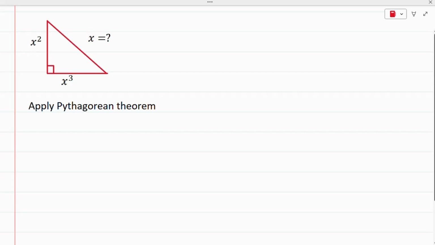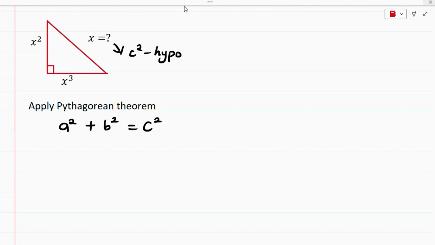So right here we have a nice trigonometric math problem, and we have to look for the value of x. The first thing we want to do is apply the Pythagorean theorem, which states that a squared plus b squared is equal to c squared, where c squared represents the hypotenuse, and x squared and x cubed represent the legs.